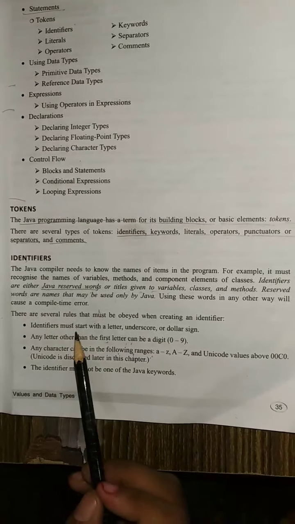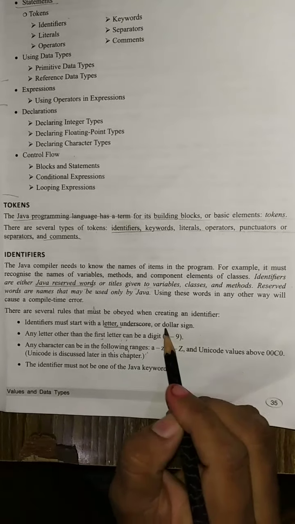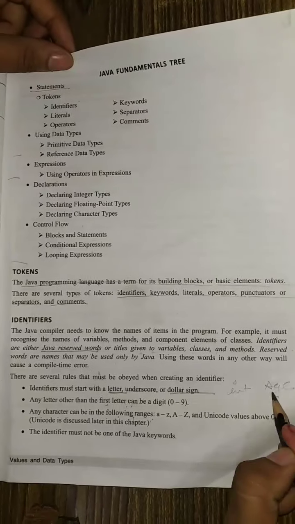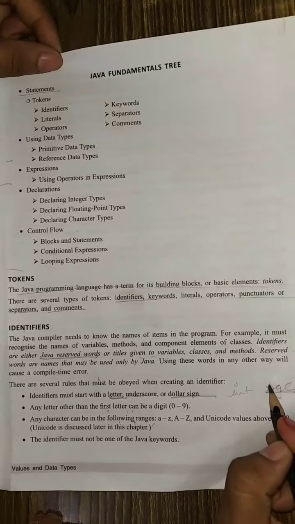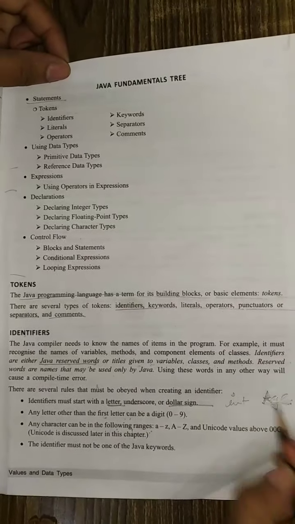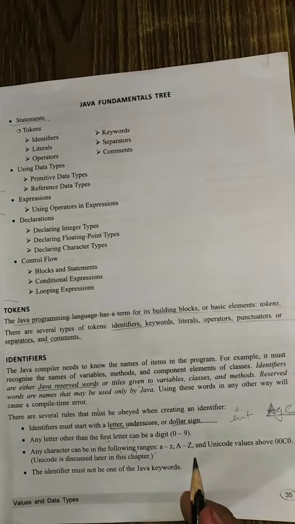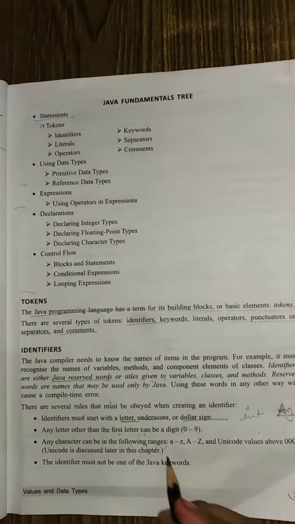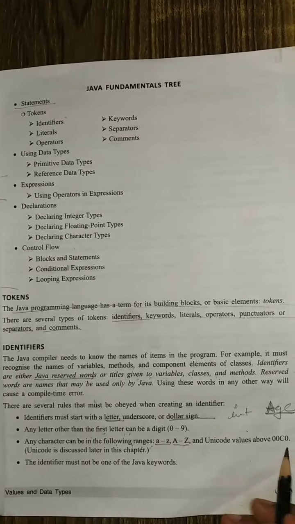An identifier must start with a letter, an underscore, or a dollar sign. Clear? Like we use int age. So age is a character set. The first letter cannot be a digit 0 to 9. After that, any character can follow: A to Z capital, a to z small, digits, and Unicode values.